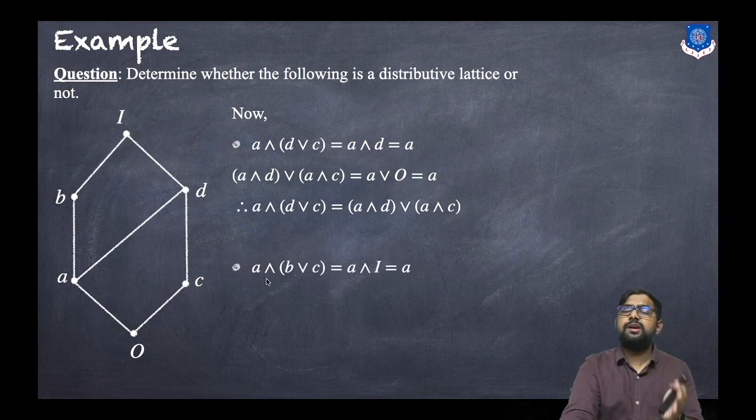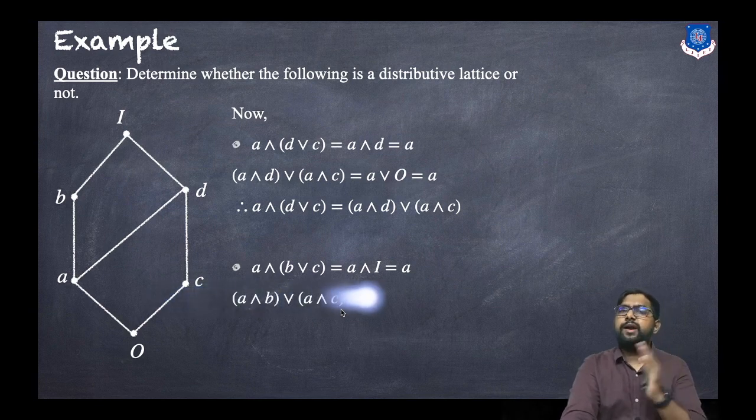Now consider another 3 points, that is A, B and C. Now B or C means the least upper bound of B and C. So that will be I, the greatest element. Now A and I means the greatest lower bound of A and I. So that will be A.